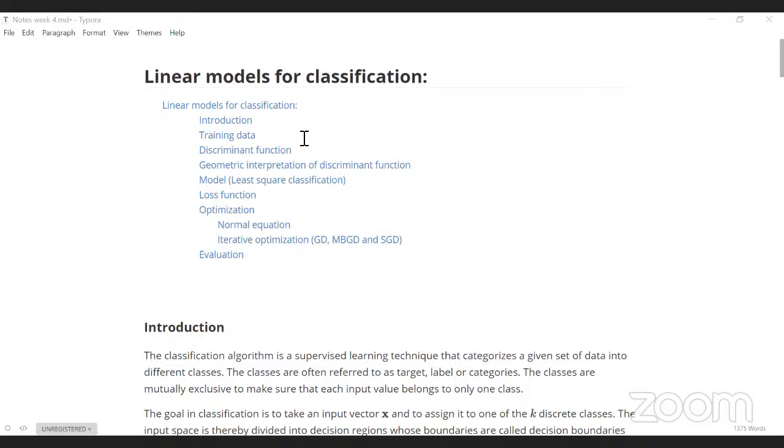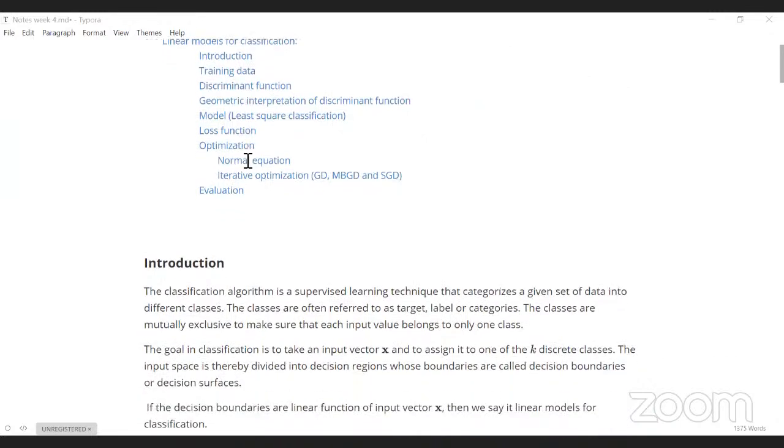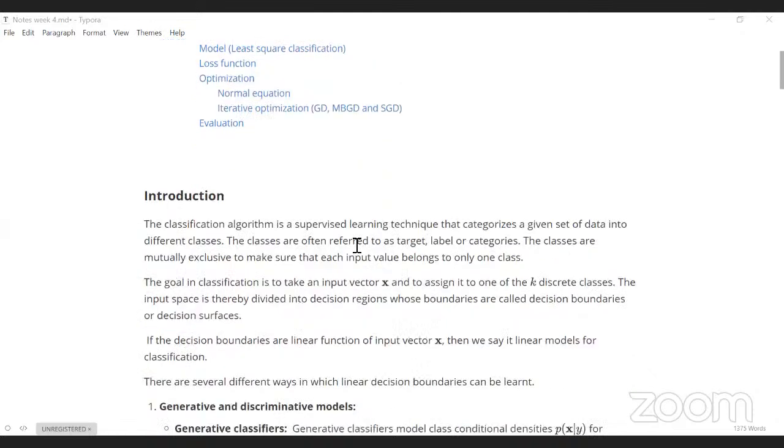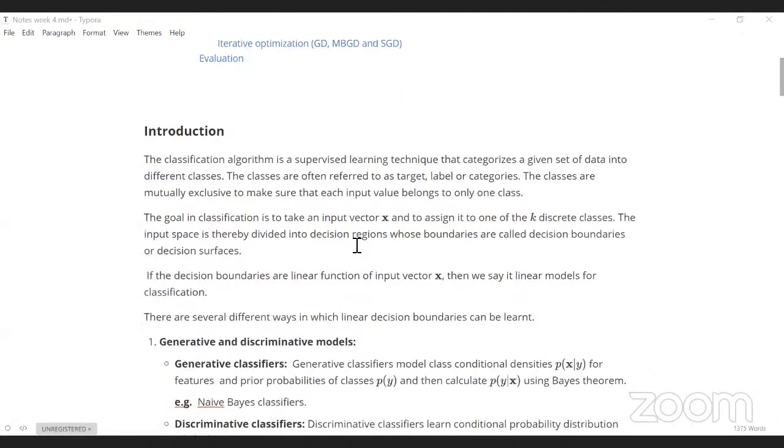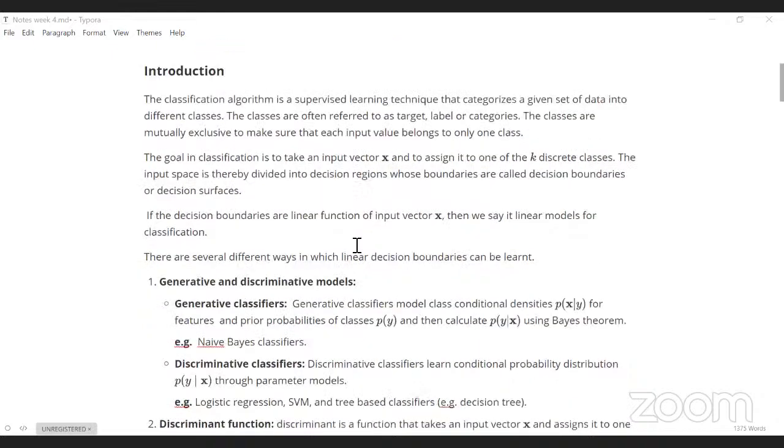Okay. So week 4 is all about the classification problem. Here we will learn linear models. Here we will have two linear models. One is square classification model, and second is perceptron model. Both are linear models. So we'll see how these models look like.